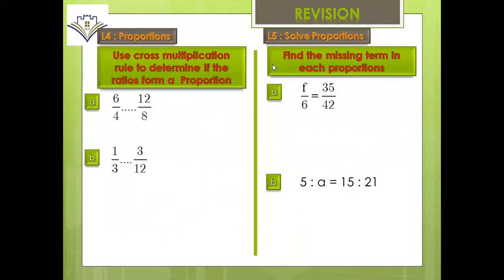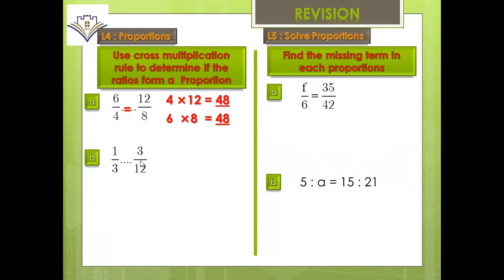Proportion and solve proportion. Look at the first question. Use the cross multiplication rule to determine if the ratios form a proportion. By cross multiplication, 6 multiplied by 8 and 4 multiplied by 12. 4 multiplied by 12 equals 48, and 6 multiplied by 8 equals 48. Both of them are equal, so they form a proportion.